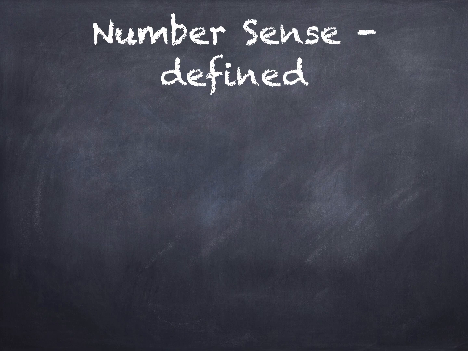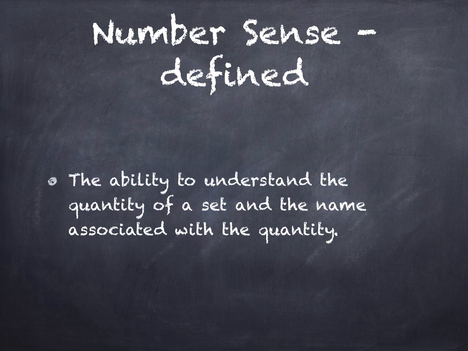In mathematics, number sense is defined in a variety of ways. In this video, we define it as the ability to understand the quantity of a set and the name associated with the quantity. Strong number sense developed in the early years is a key building block of learning math in the primary grades. That's because it connects counting to quantities, it solidifies and refines the understanding of more and less, and helps children estimate quantities and measurements.